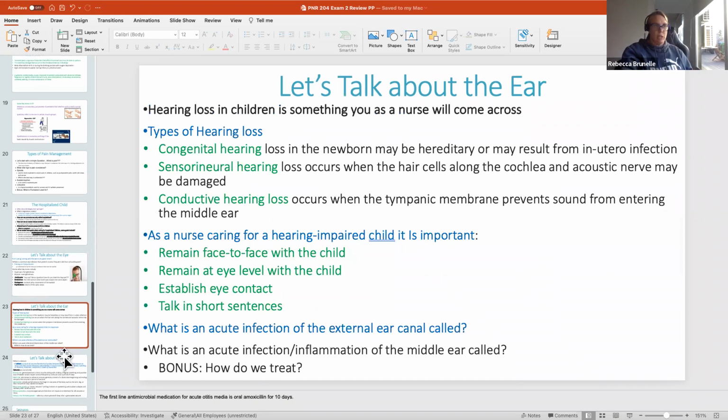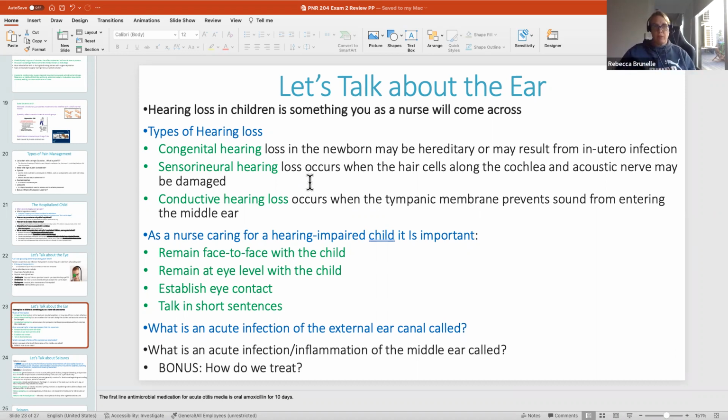So in terms of the ear, all children that are born in hospitals in the United States get a hearing test at birth, but just because that's true doesn't mean everything is caught. And there is something called congenital hearing loss. So this is going to be hearing loss that the newborn is born with. This can be hereditary based on a genetic predisposition, or it can be from an infection during the pregnancy. But regardless of what the cause, if the baby has the hearing loss from birth, that is congenital.